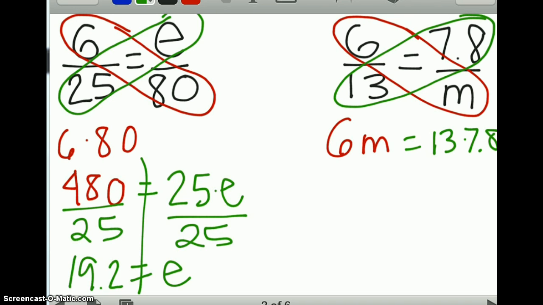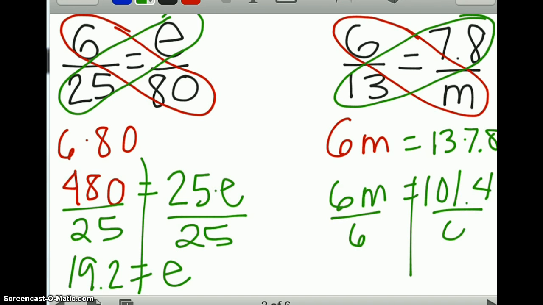These guys right here, I get 13 times 7.8. Goodness gracious, grab your calculator. You may have already done that. What do you get? I got 101.4. Did you get the same? So 101.4 equals 6m. How do I undo that 6m? Divide by 6. Is it going to come out perfect? No. And so this is just the way you do it.